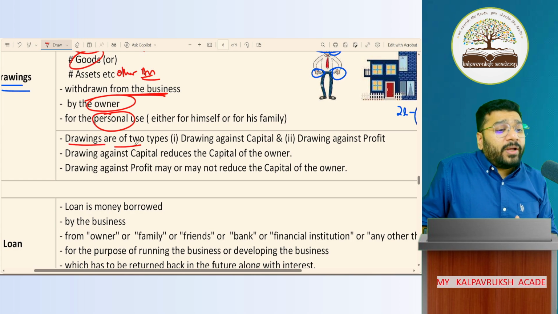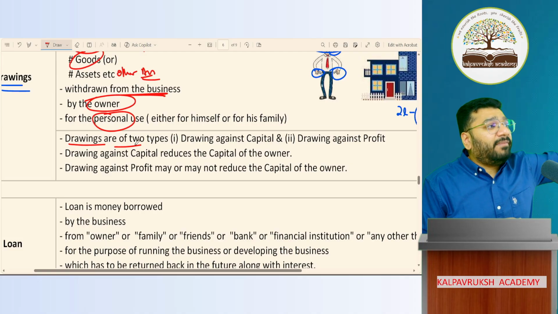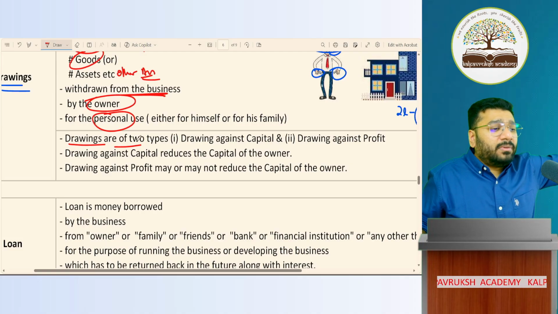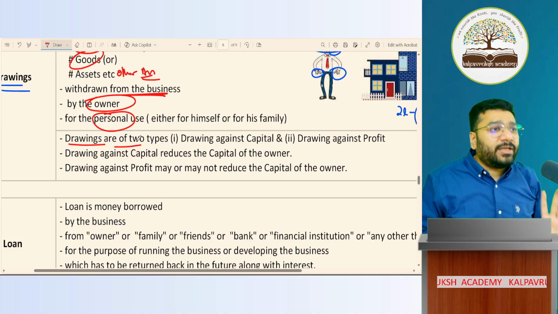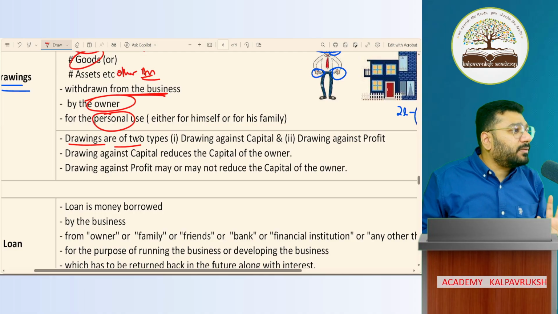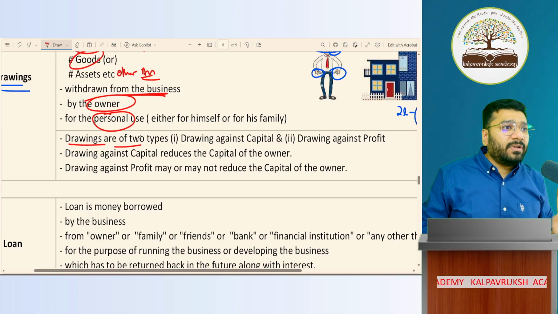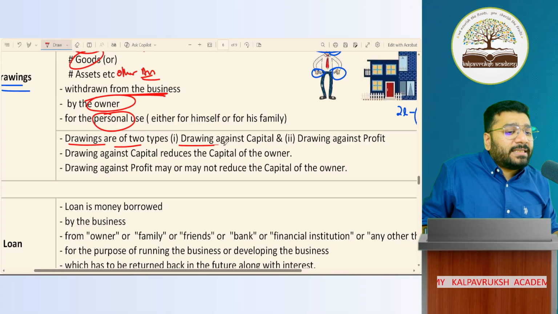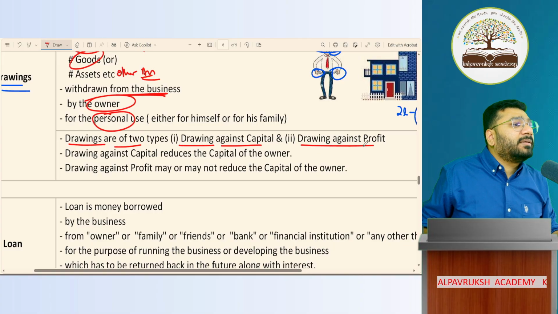Now, drawings are of two types. In 11th there is no bifurcation, but in 12th we have this bifurcation. In the very first chapter of 12th, partnership, we'll discuss this. Drawings are of two types: one is against capital, second is against profit.